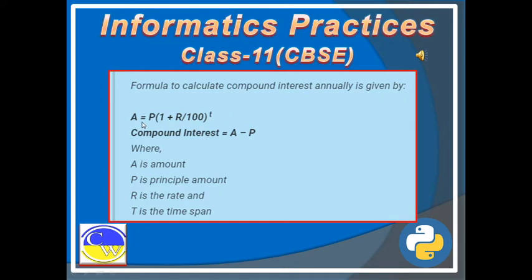The formula is A equal to P into (1 plus R by 100) power T. It will calculate the compound amount. Then compound interest can be calculated using compound amount minus principal. In this, A is amount, P is principal, R is rate of interest, T is time taken. Now let us go for writing the code.